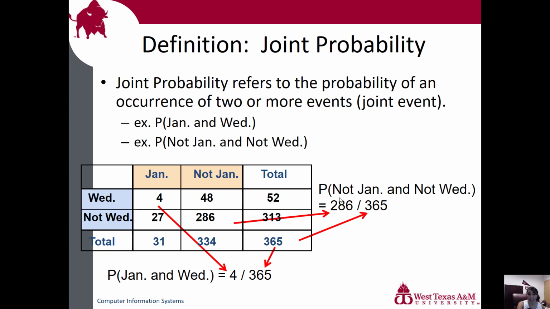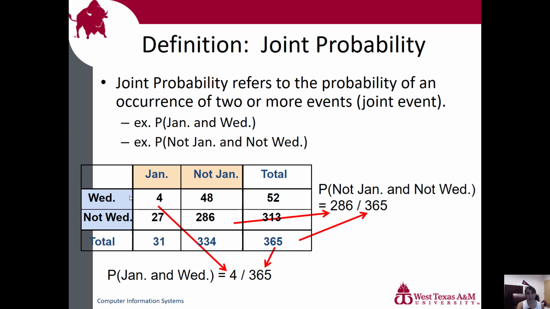Well, the probability that it is not January and it is not a Wednesday is right here, 286. Again, we divide it by our total sample space. So the probability it is not January and not Wednesday is 286 out of 365. What's the probability that we pick a random day and it is a Wednesday and it's in January? Well, here we have Wednesday, January, and it's 4 out of 365.